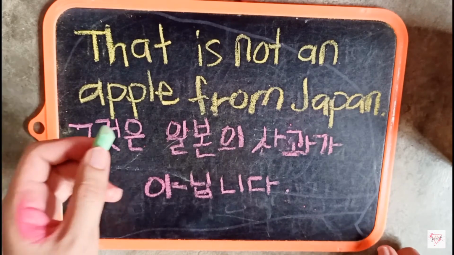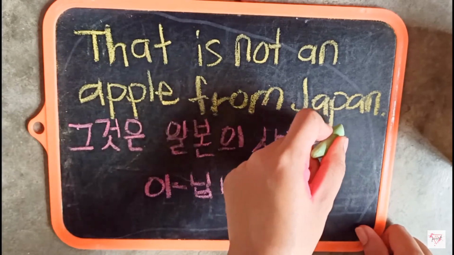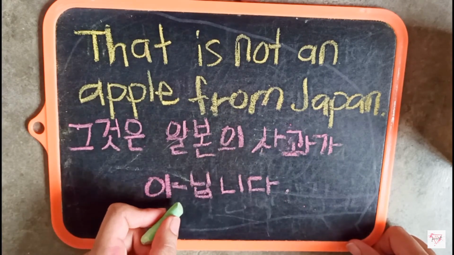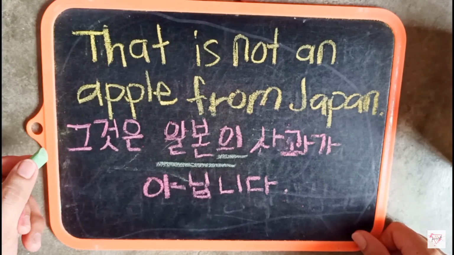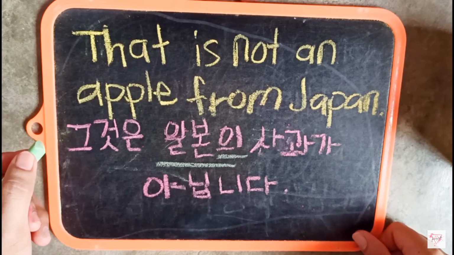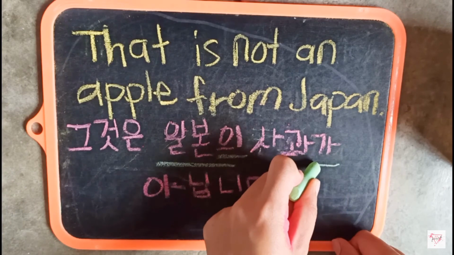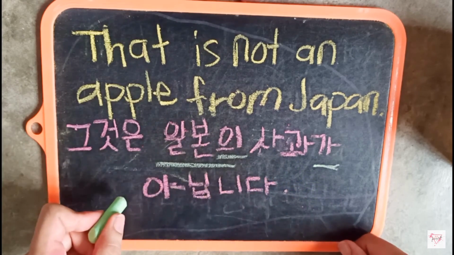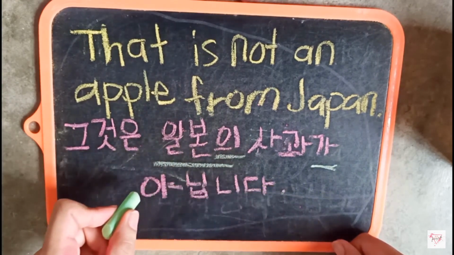Then the last example is that is not an apple from Japan. In Korean, apple is sagwa, and Japan is ilbun. Kugotun, ilbunwi sagwaga animnida. Ilbun is Japan. We use wi. Wi is a possessive particle na ginagamit po para matukoy kung sino yung nagmamayari. Pag-aaralan po natin yan sa susunod pa nating mga video. Sagwa is an apple. We use ga, subject marker particle, kasi po ang sagwa ay nagtatapos sa vowel. And then animnida means not. That is not an apple from Japan. Kugotun ilbunwi sagwaga animnida.